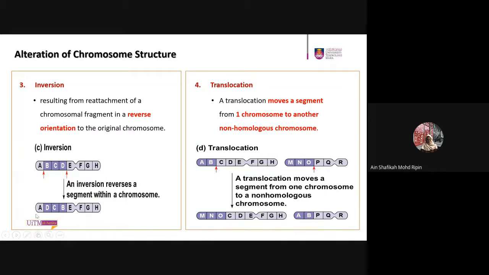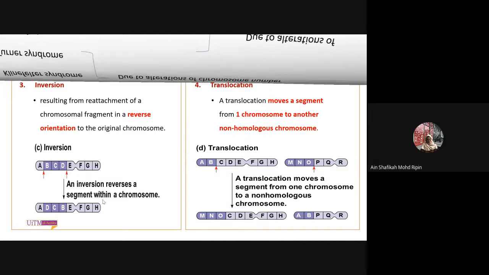As you can see from this example, you have two chromosomes. For example, this is chromosome 1, this is chromosome 2. So segments of chromosome 1 and chromosome 2 are exchanged. Even though the genes are still in the organism's genome, because of the change in position, it will also influence how those genes are expressed. So translocation moves a segment from one chromosome to a non-homologous chromosome.